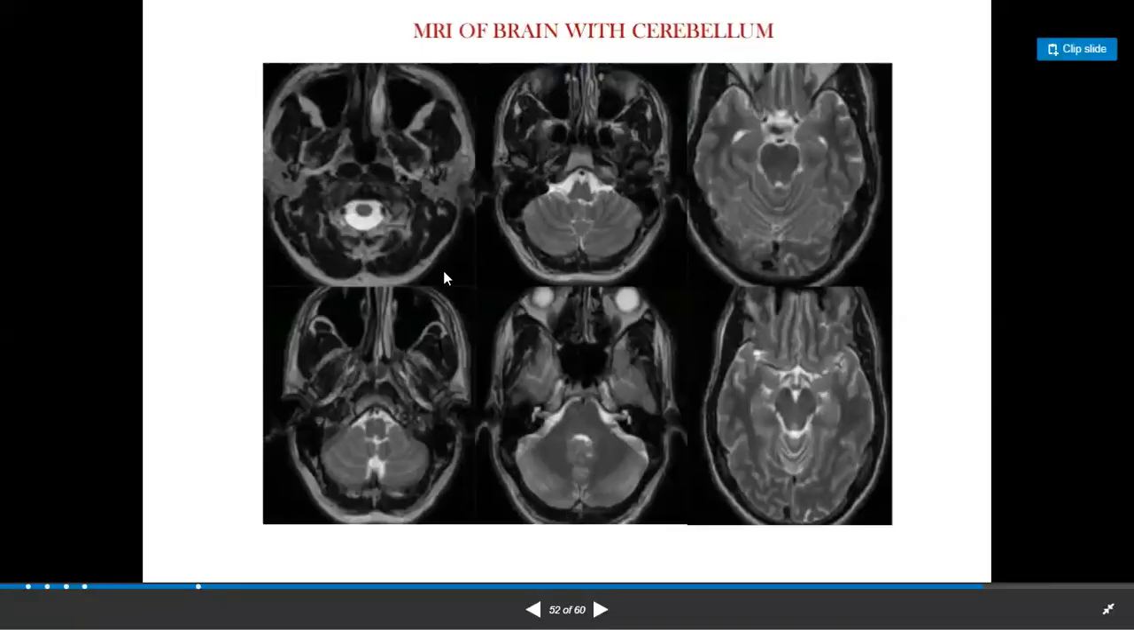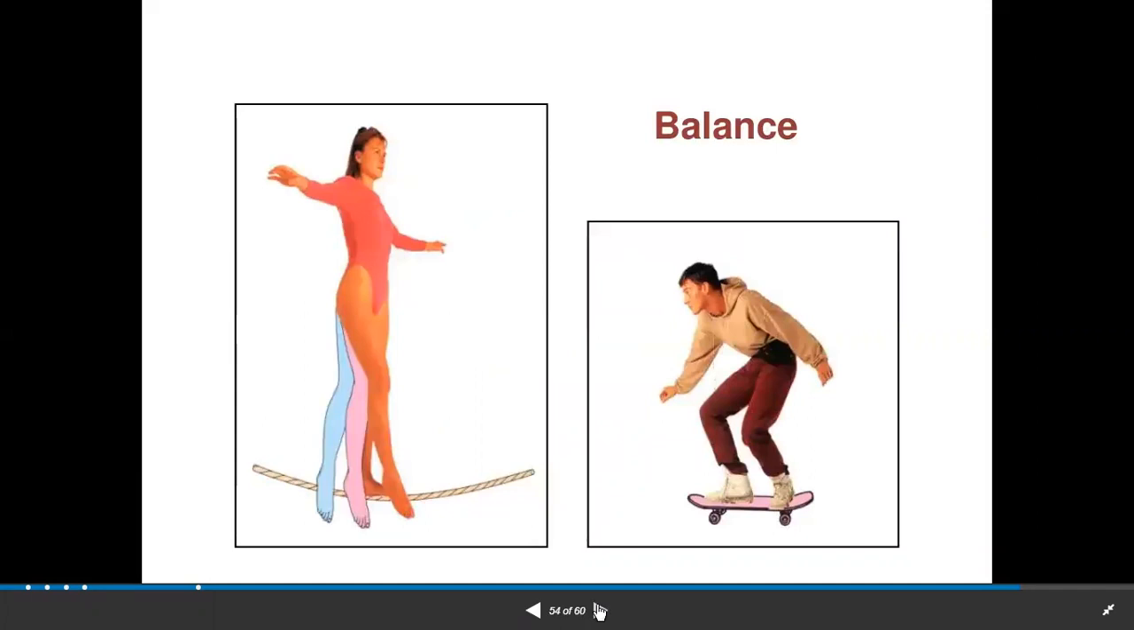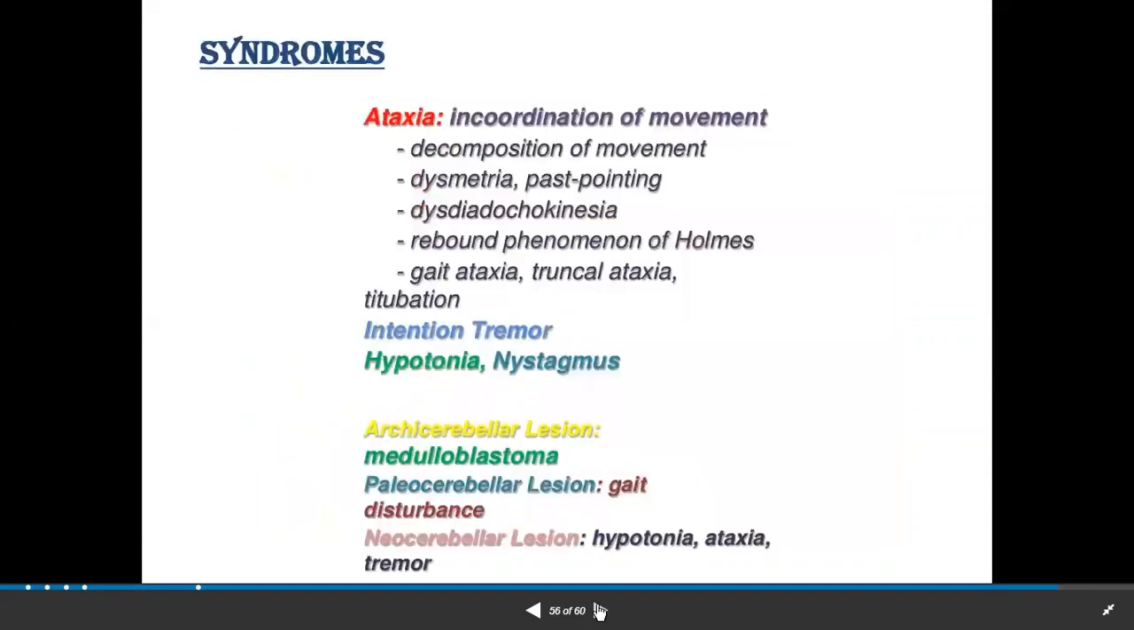So you can see MRI pictures. These also show the levels of cerebellum. Now, functions of the cerebellum, as we have studied in physiology as well: it helps in the maintenance of equilibrium, balance, posture, eye movement, coordination of half automatic movements of walking, posture maintenance, gait, adjustment of muscle tone, motor learning, motor skills, and cognitive functions. So this balancing is very, very important, and it is maintained by the cerebellum. The motor skills we have are all controlled by the cerebellum.